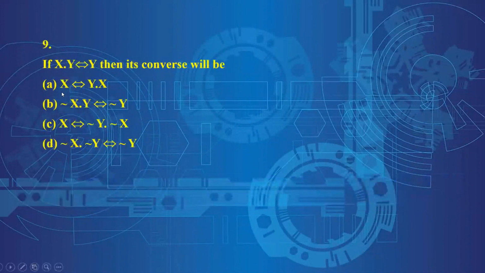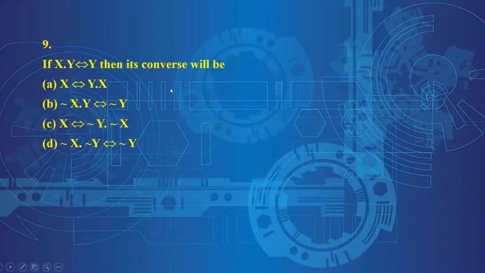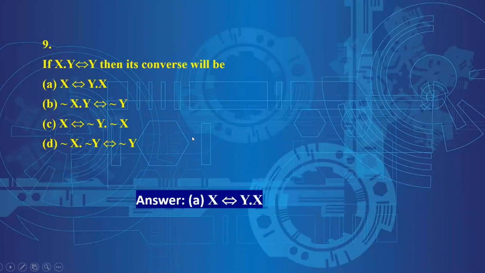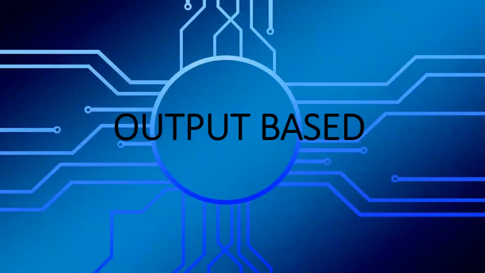Next, X dot Y biconditional Y, then the converse will be, the option is option A, X biconditional Y dot X. Next question. Now we move to the output based section of MCQ.